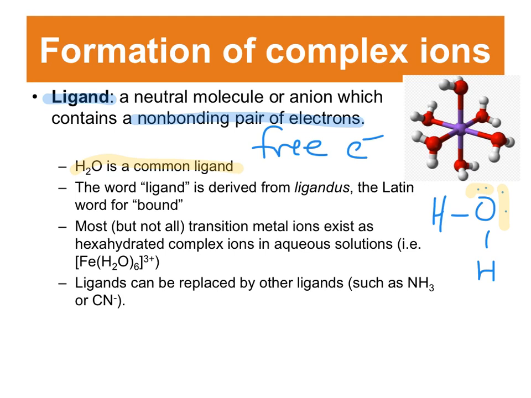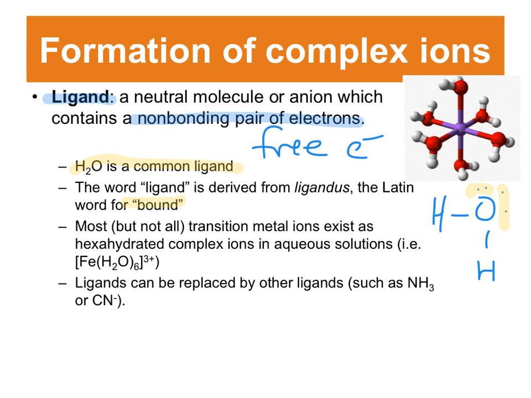Now if water were to bond with another kind of compound to form a complex ion, it would then be bound to that other species. Sometimes it helps to know where the word comes from. Here you can see that the word ligand is actually coming from the Latin word for bound. Those free electrons would then bind the water to some other compound in a complex ion.